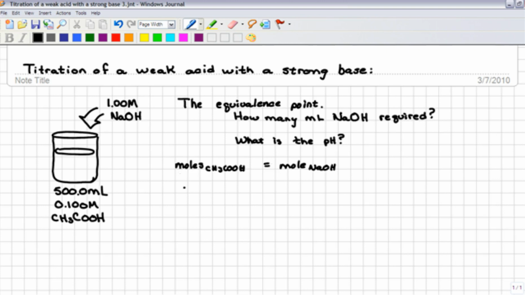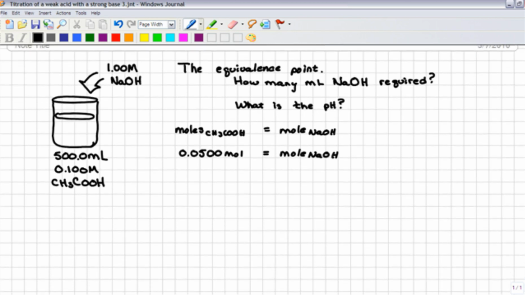Okay, now we already know the number of moles of acetic acid. From previous calculations, we know that there were 0.0500 moles of acetic acid, and therefore that is the same number of moles of sodium hydroxide that we have to add. The question is, how do we get that number of moles of sodium hydroxide?